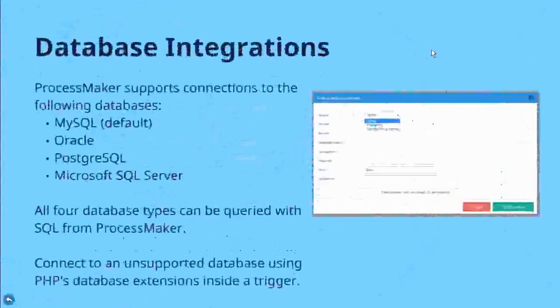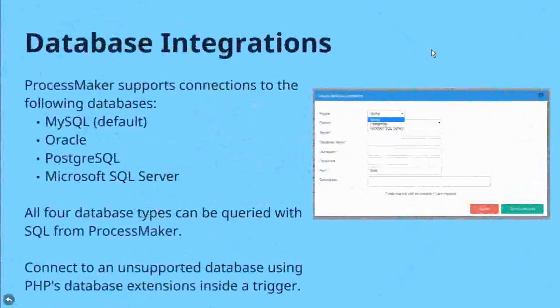So let me tell you a little bit about our integrations with external databases. ProcessMaker supports connections to 4 databases officially: MySQL, which is the default ProcessMaker database; Oracle databases, which we covered in the last webinar about connections to Oracle databases. If you missed that webinar and you're interested in watching it, you can go ahead and head to ProcessMaker.com, go under Services to Webinars, and then look under our recorded webinars list.